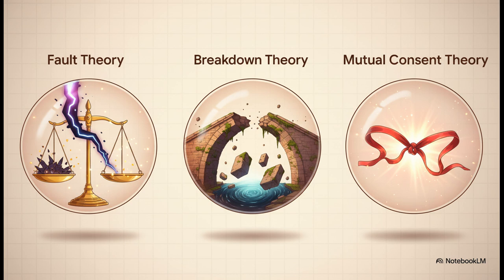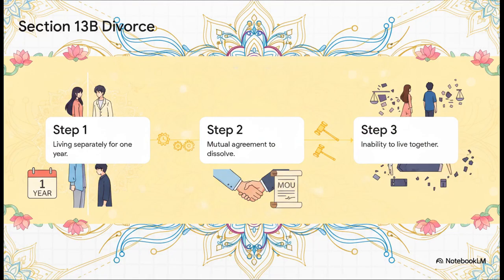Then, you have the breakdown theory, where the courts simply recognize that the relationship is irretrievably broken no matter who's at fault. And third is the mutual consent theory, where the marriage is dissolved simply because both parties agree to end it. Let's see how this builds into the specific rules for a mutual consent divorce under Section 13B. The law requires a deliberate step-by-step process so people don't just make rash decisions.